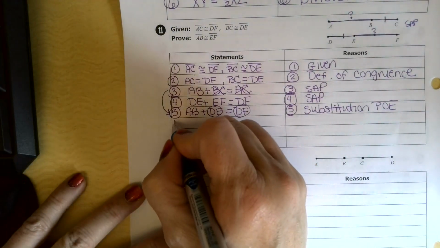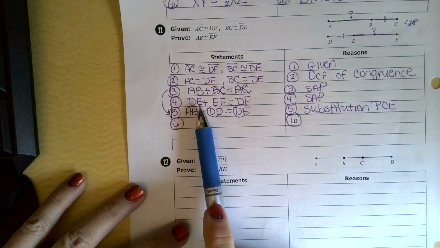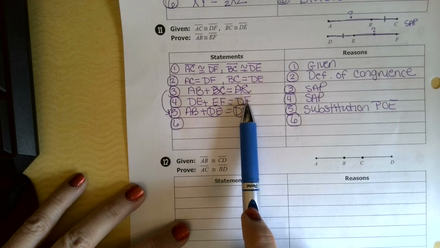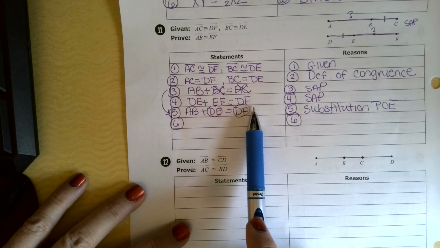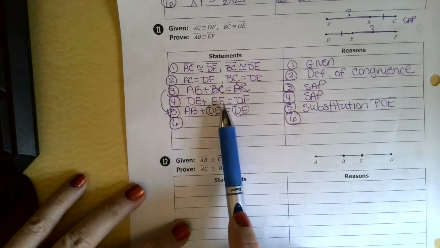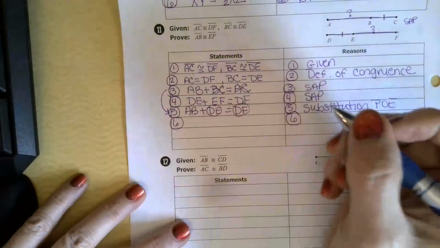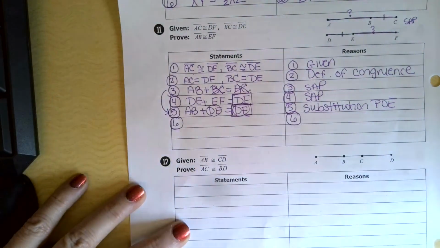Okay. Step number 6. Is there anything in here that we can substitute? Let's see. AB plus DE equals DF. AB plus DE equals DE plus DF. This is what I'm looking for. I want you to notice now, since we have the substitution step, that these are the same. Now we have both statements equal to DF.